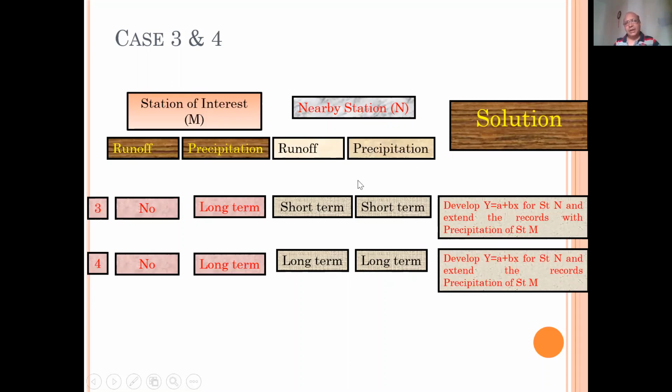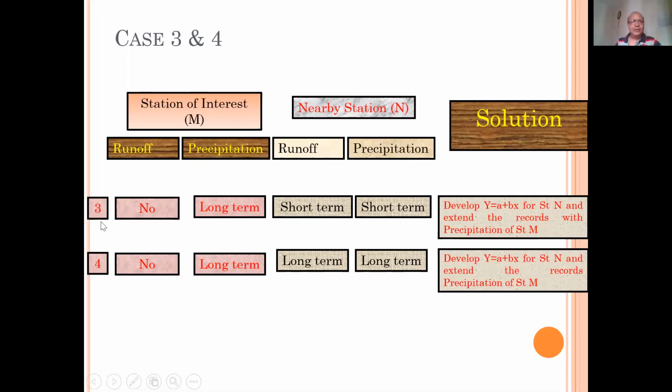That we are having data for nearby station. In case 2, we are having data for site of interest. So we develop this equation for nearby site in the form of y is equal to a plus bx, using rainfall and runoff in centimeters or meters or millimeters, and using the same equation for site of interest.